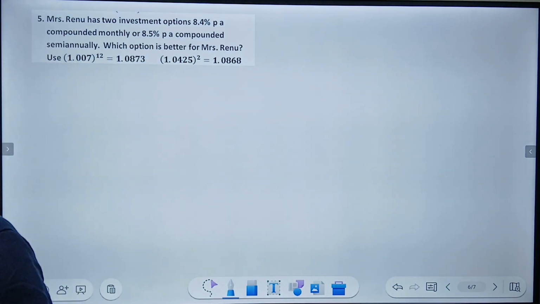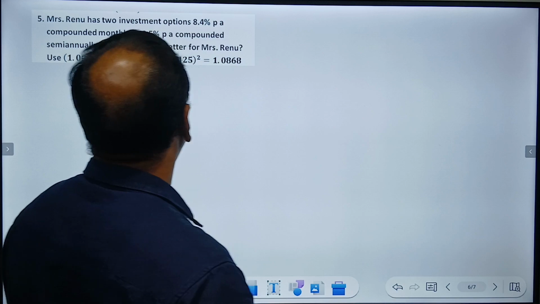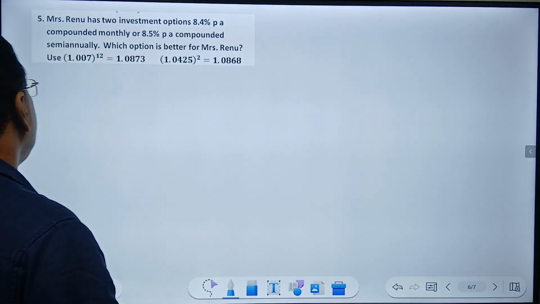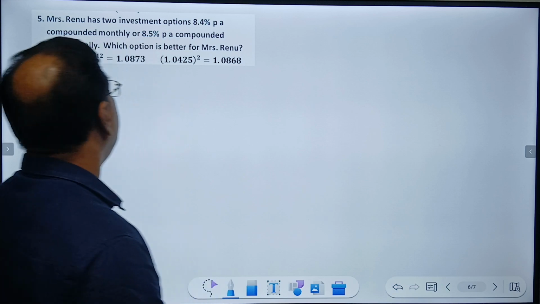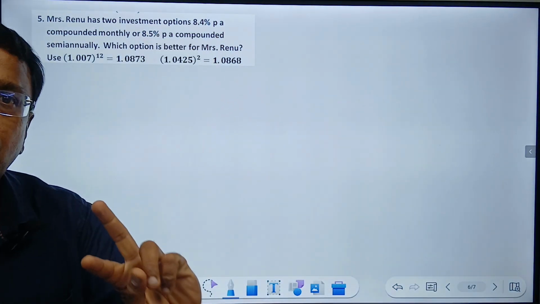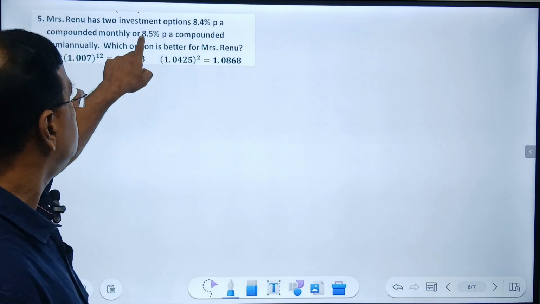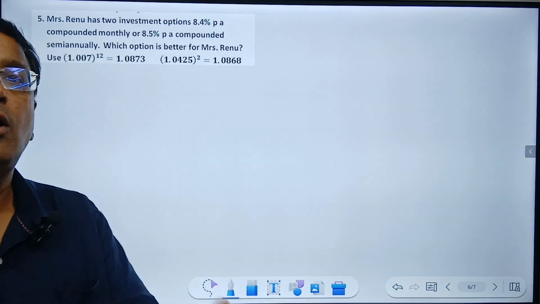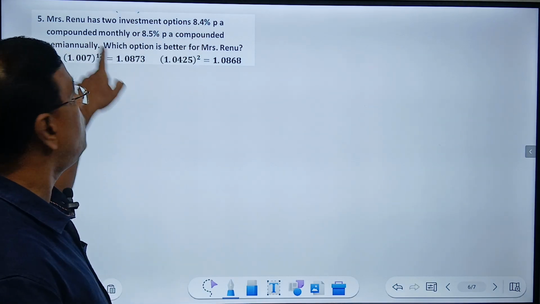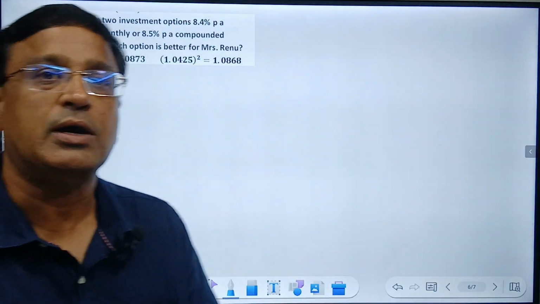Renu has two investments. One is 8.4% per annum compounded monthly. The other one is 8.5% per annum compounded semi-annually. In one, the interest is less, but the compounding is more. In the other, the interest is more, but the compounding is less. Here you are compounding 12 times in a year. Here you are compounding only 2 times a year, and he wants me to compare.